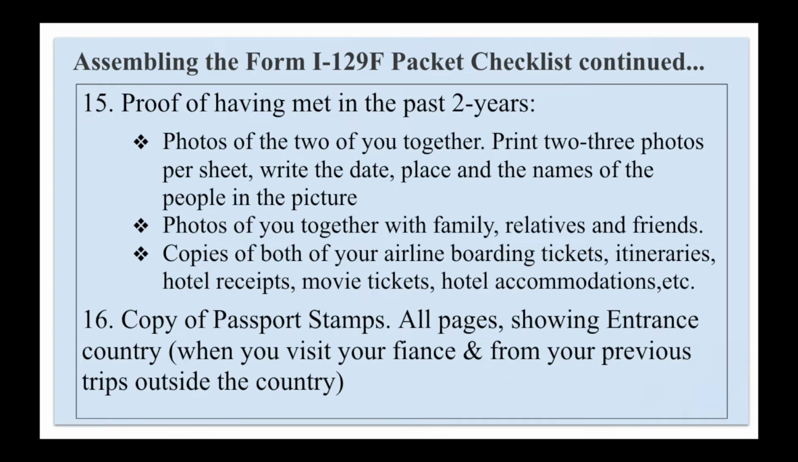15th is the proof of having met in the past 2 years, such as photos of the two of you together. Print 2 to 3 photos per sheet. Write the date, place, and the names of the people in the picture. Photos of you together with family, friends, and relatives. Copies of both of your airline boarding tickets, itineraries, hotel receipts, movie tickets, hotel accommodations, etc.